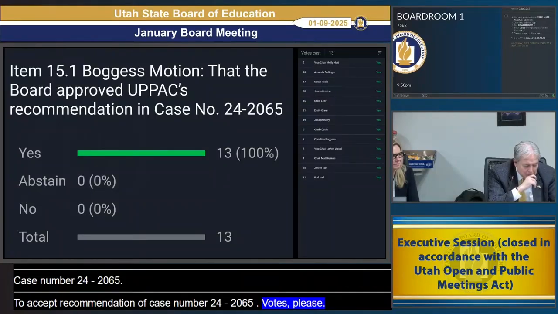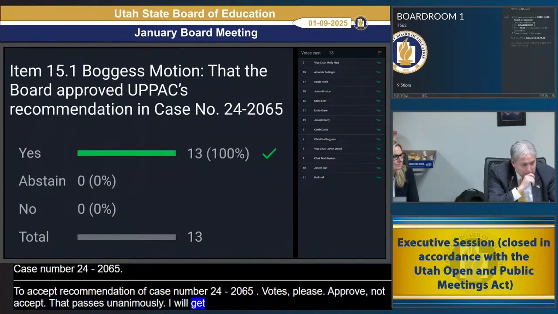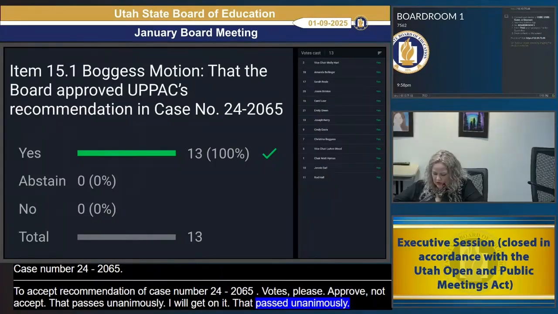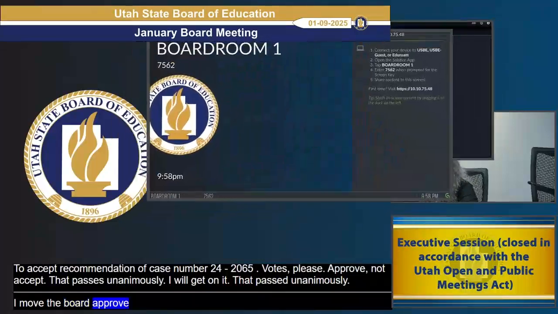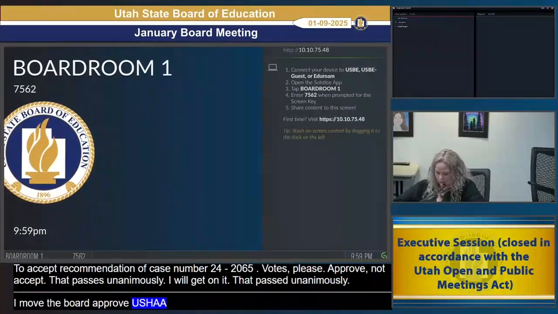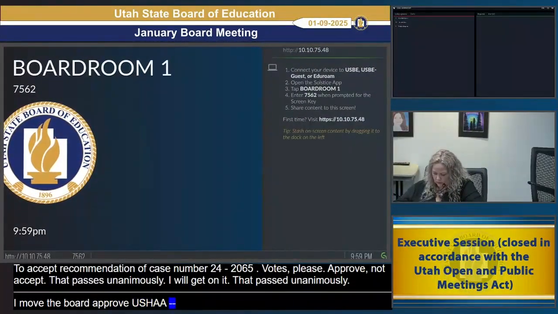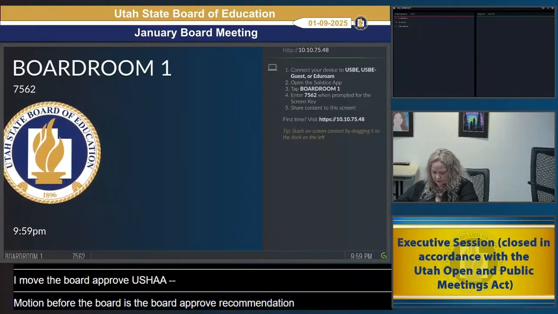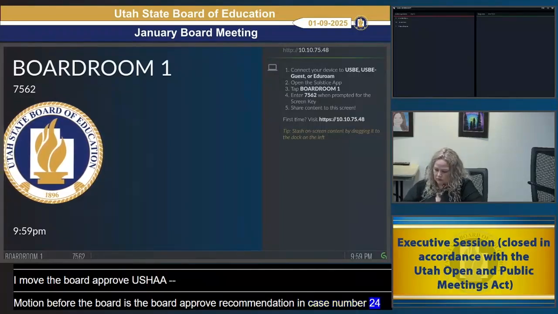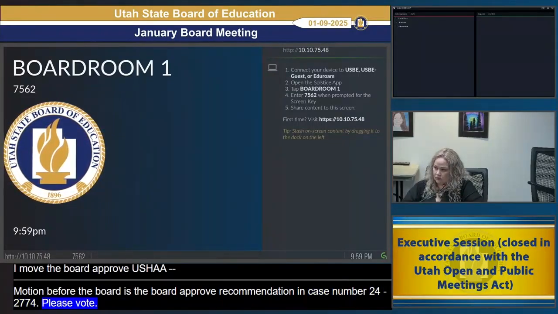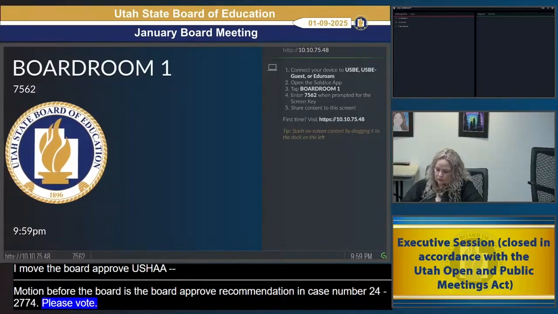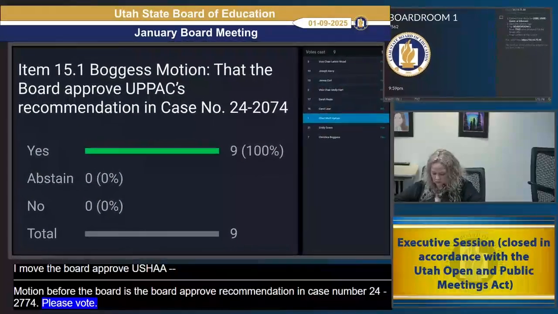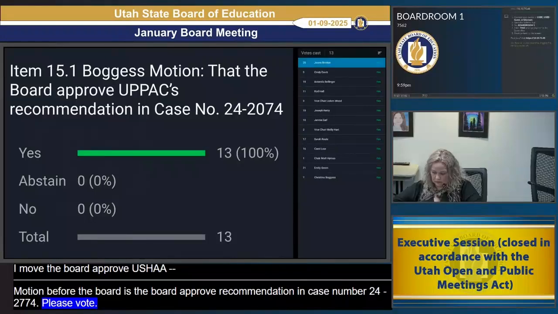I move that the board approves UPAC's recommendation for case number 24-2074. Second. The motion before the board is that the board approve UPAC's recommendation in case number 24-2074. Please vote. That passes unanimously.